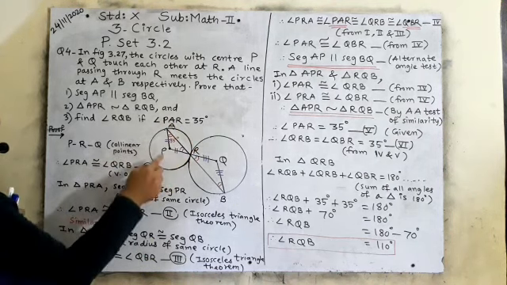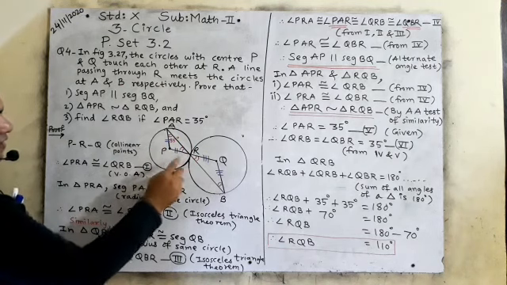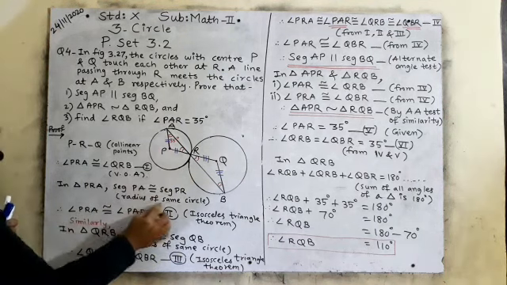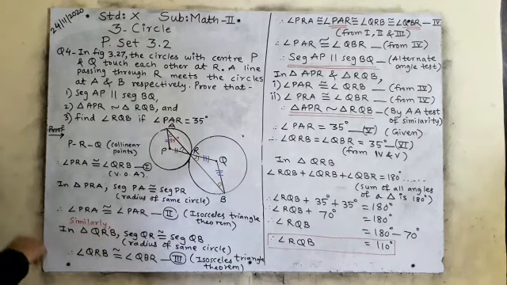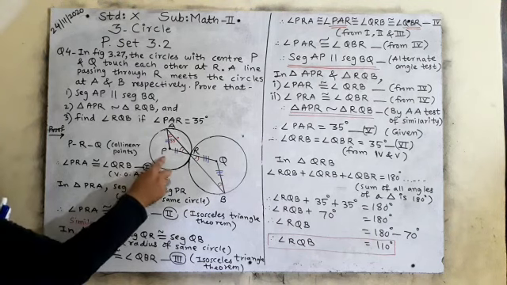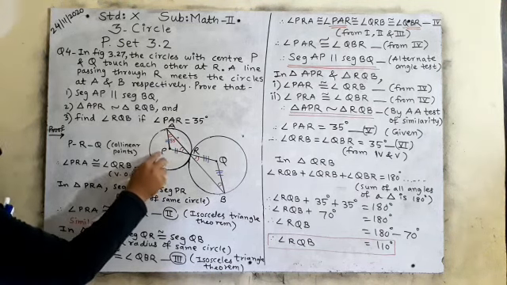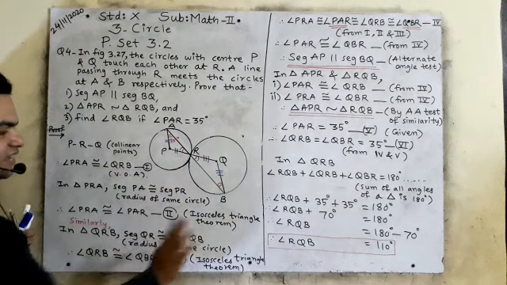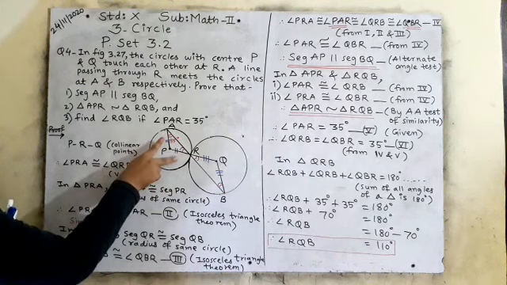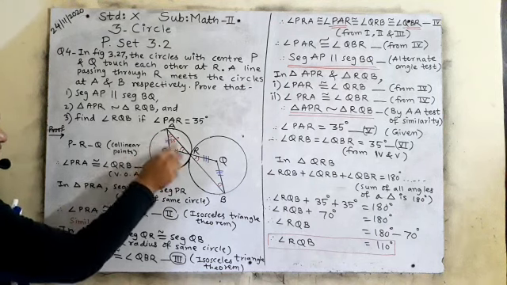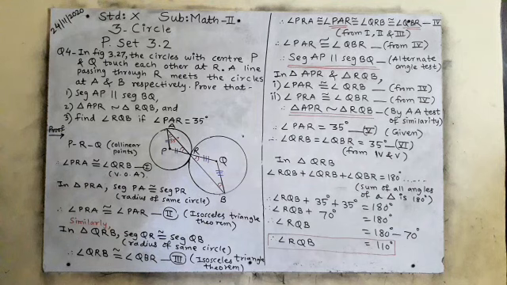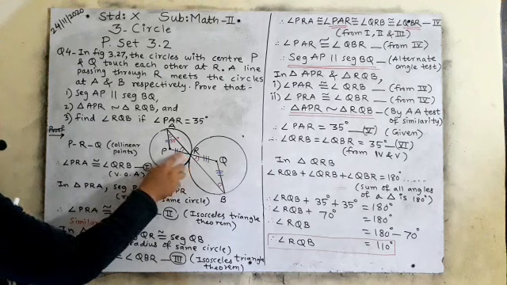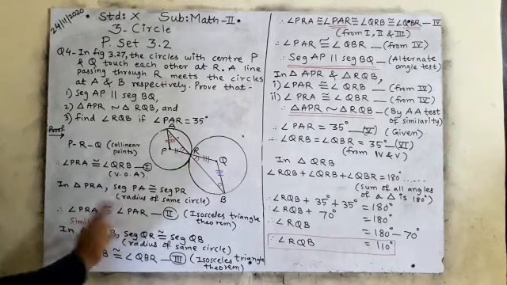In this triangle, segment PA is equal to segment PR. Why? Radius of the same circle. Is it clear? PA is equal to PR, radius of the same circle. So we will say that angle PRA and angle PAR are congruent. Why? Isosceles triangle theorem. This triangle is an isosceles triangle, so these two angles will be congruent to each other. So angle PRA and angle PAR are congruent.